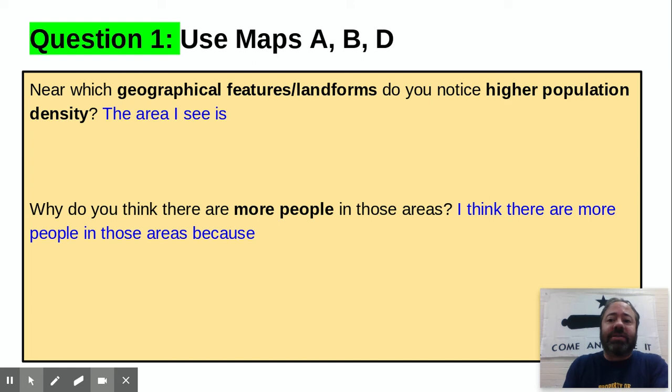Okay. So in this, it says which one. So you'd say the area I see with the higher population density, or where the people live, is near flat or rugged terrain, or near water or near dry areas. And then you say, why do you think people live near water? And so on and so forth.